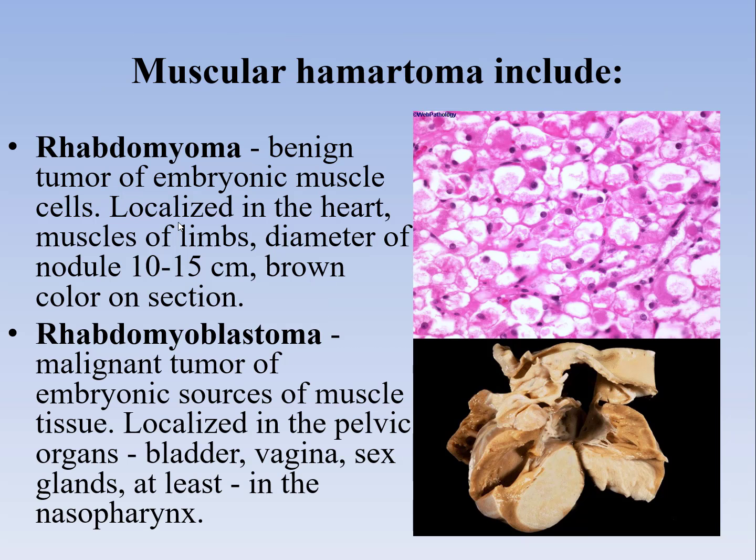Muscular hamartomas include rhabdomyoma and rhabdomyoblastoma. Rhabdomyoma is a benign tumor of embryonic muscle cells localized in the heart, muscles, or limbs. Diameter of the nodule is 10 to 15 cm. It's brown in color. Rhabdomyoblastoma is a malignant tumor of embryonic muscle tissue, localized in the pelvic organs like the bladder, vagina, sex glands, and least often the nasopharynx.